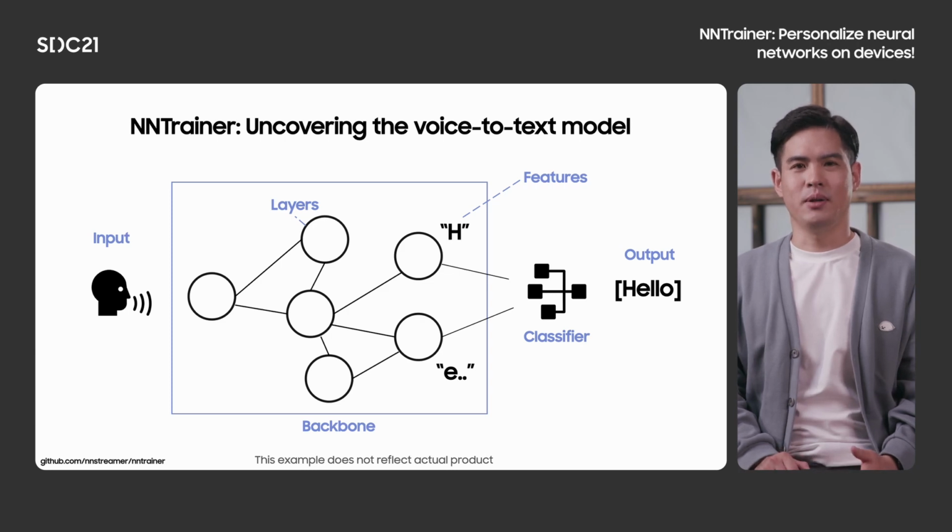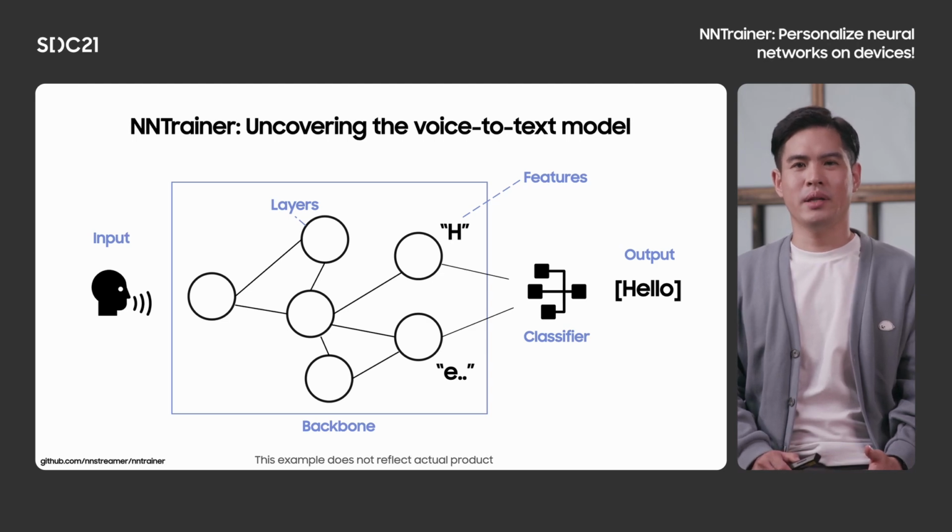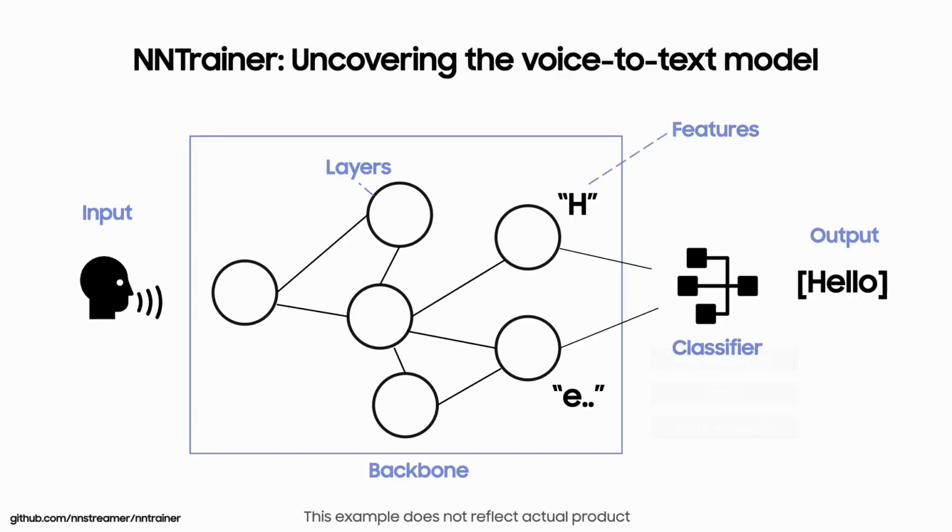Let's name the first model, which outputs features, the backbone, and the latter model, which generates the desired output, the classifier, to tell those two apart. For example, the backbone can be a model like ResNet or MobileNet, and the classifier can consist of a fully connected layer with softmax.